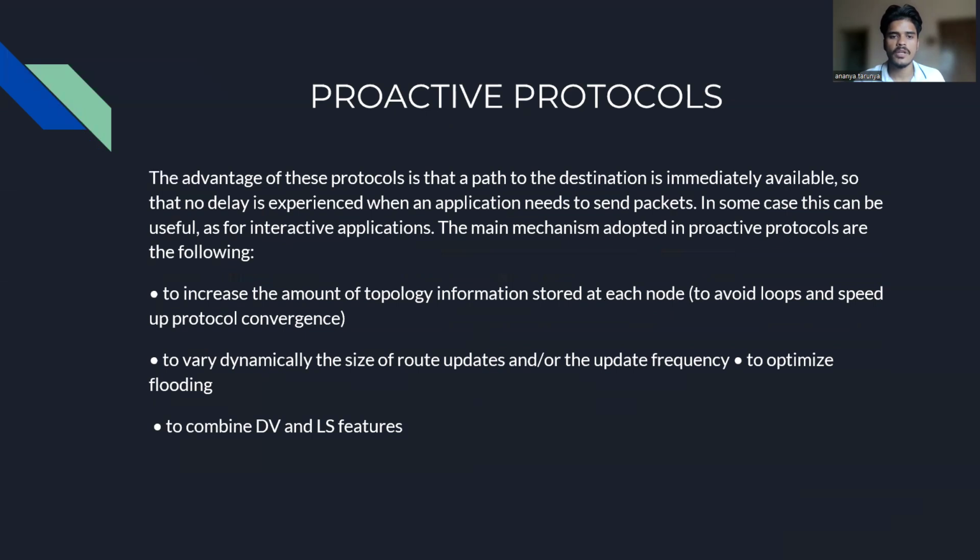Proactive protocols. The advantage of these protocols is that the path to the destination is immediately available, so that no delay is experienced when the application needs to send a packet. In some cases this can be useful, as for interactive applications. The main mechanisms adopted in proactive protocols are the following: to increase the amount of topology information stored at each node, to vary dynamically the size of the route updates and the update frequency to optimize the load, and to combine DB and NC features.